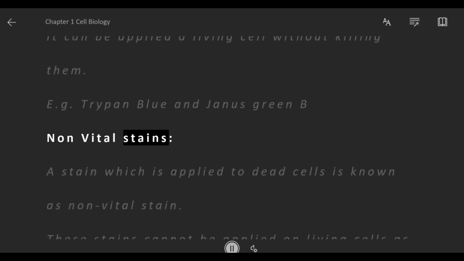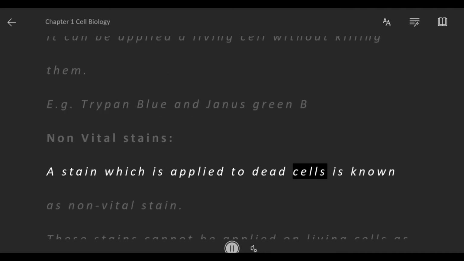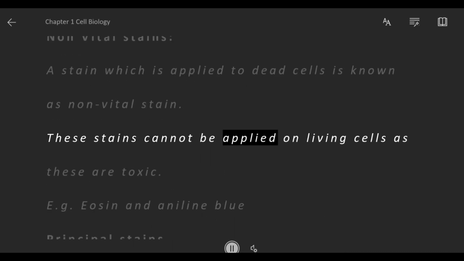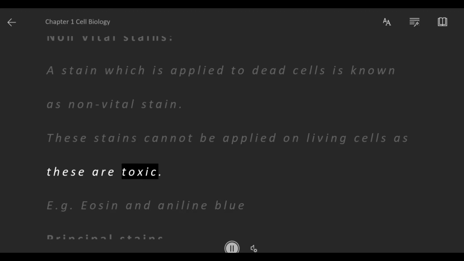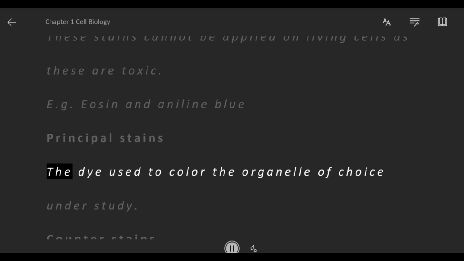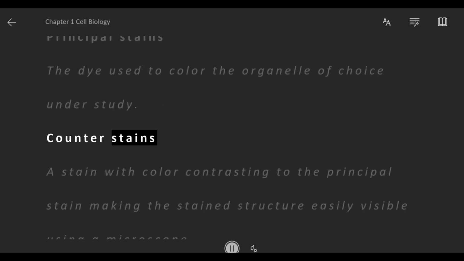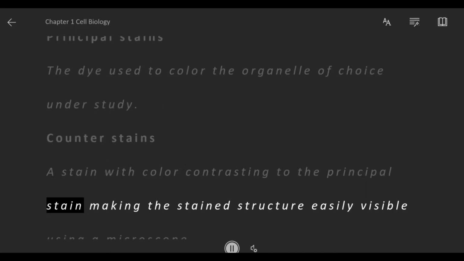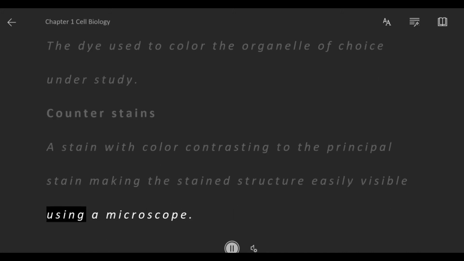Non-vital stains. A stain which is applied to dead cells is known as a non-vital stain. These stains cannot be applied on living cells as they are toxic, e.g. eosin and aniline blue. Principal stains. The dye used to color the organelle of choice under study. Counterstains. A stain with a color contrasting to the principal stain, making the stained structure easily visible using a microscope.